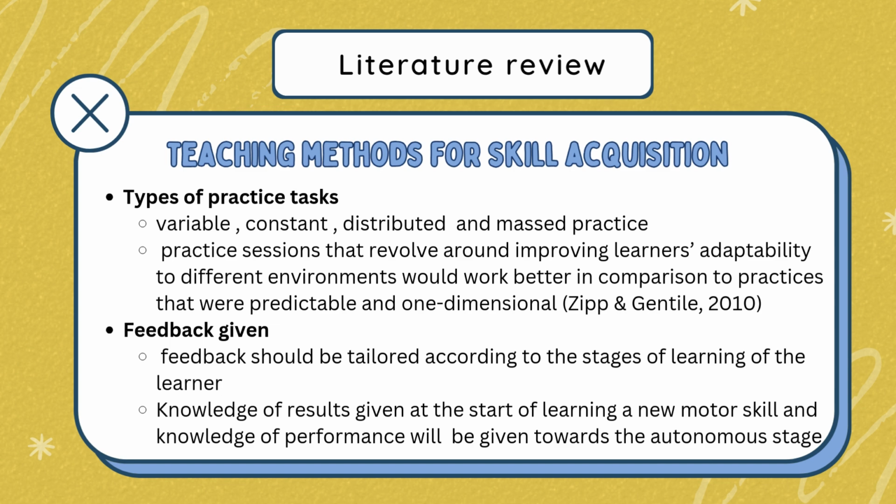The next would be feedback given to learners. To teach and improve the learner's skills, alongside the practice tasks, it is key that feedback is tailored according to the stages of learning of the learner. For knowledge of results, where the teacher or coach informs the learner of the outcome of the skill, it should be done at the start of the skill acquisition, so that students are aware that they are moving towards the correct general movement pattern for the skill.